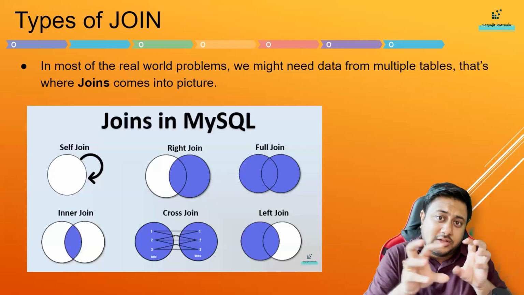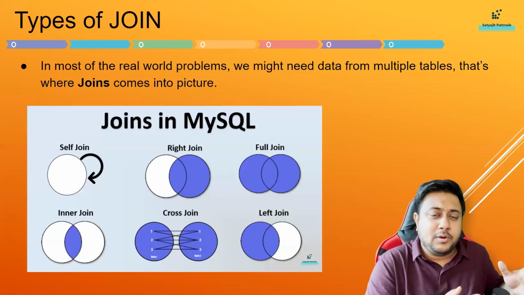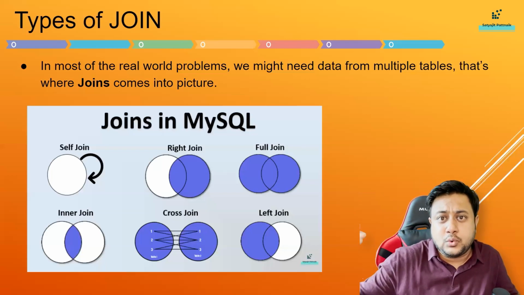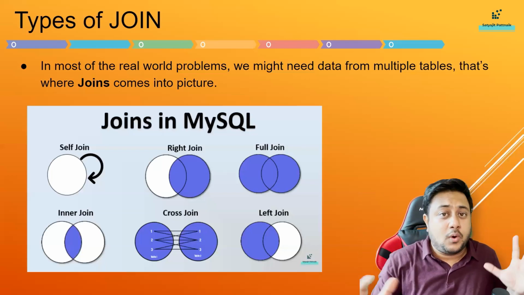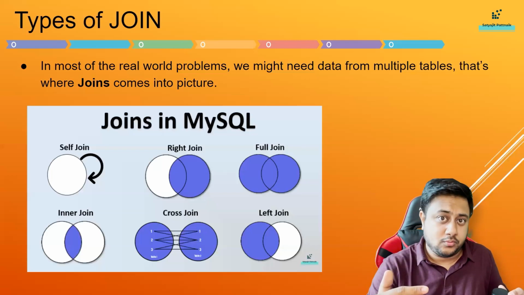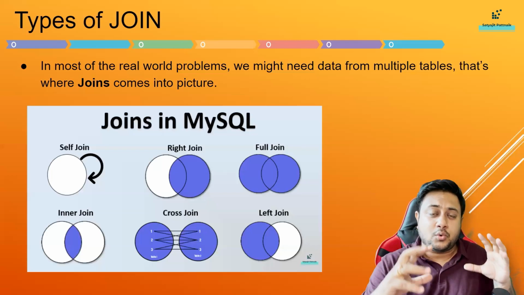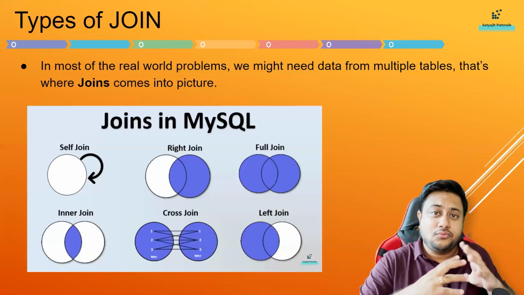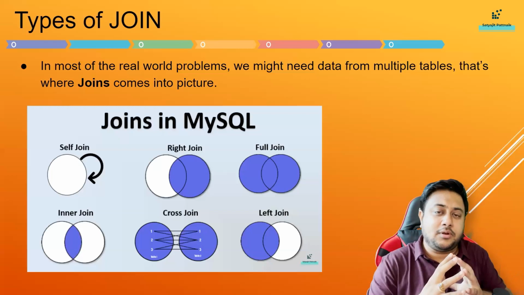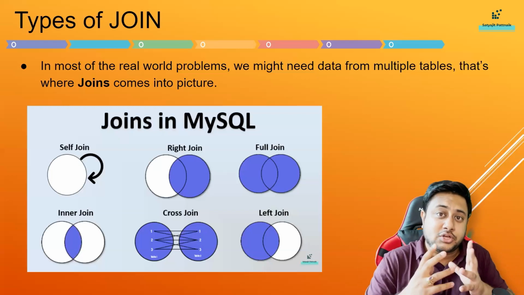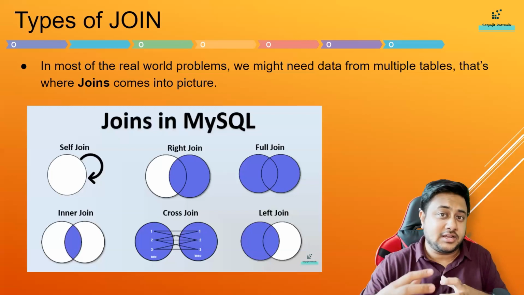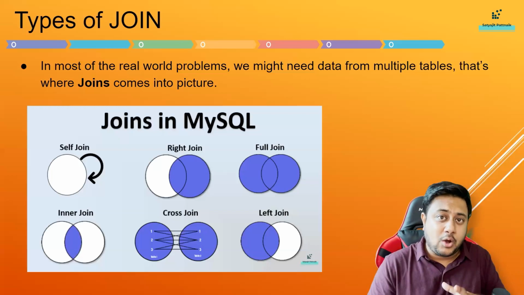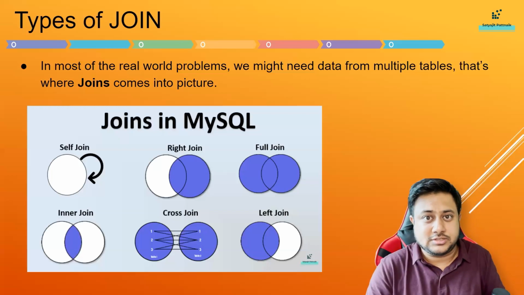If you need only the matching elements, let's say table 1 has employees 1, 2, 3, 4, 5 and table 2 has employees 1, 2, 7, 8, 9. What are the common elements? 1 and 2. So your inner join will return only the common elements. Similarly, outer join or full join gives you the entire table. And another join is cross join, which gives you a Cartesian product. Let's see the different scenarios and how we manage different types of joins.